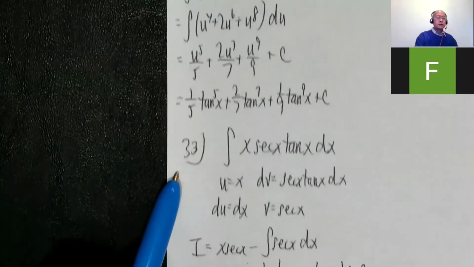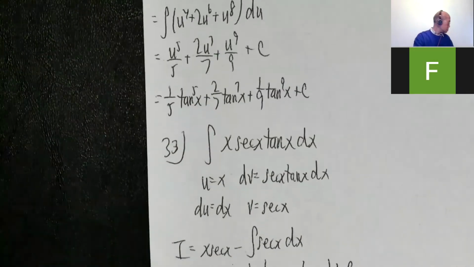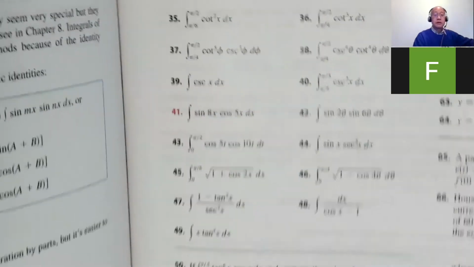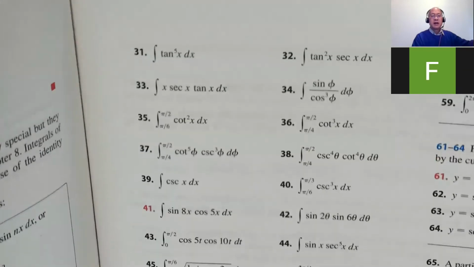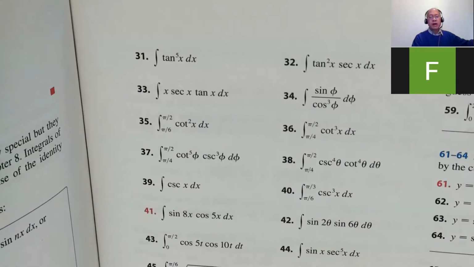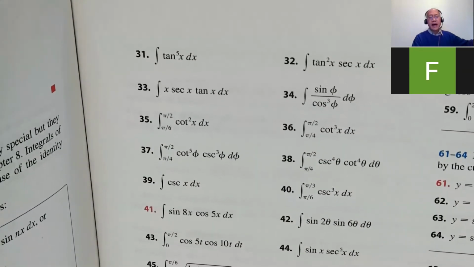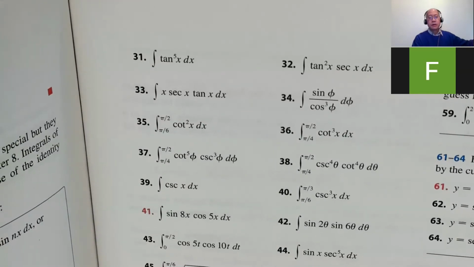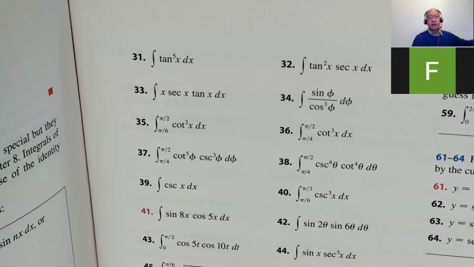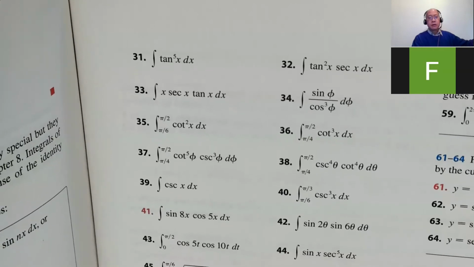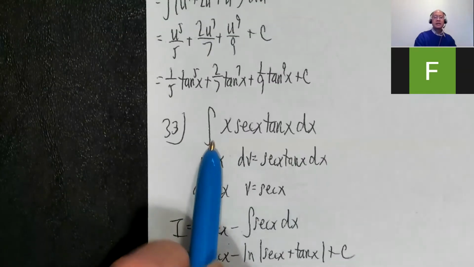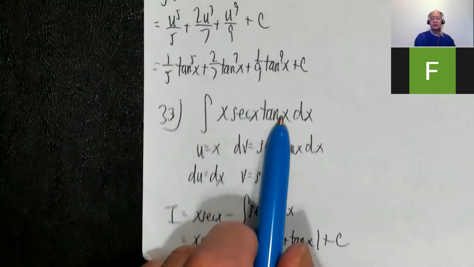All right, then 33. 33 is kind of like, don't forget what happened in the previous section. There's x and a trig function. Remember what happened when we had x and a trig function? Integration by parts. X, secant x, tangent x dx.